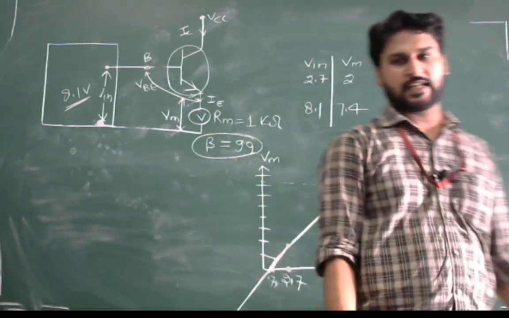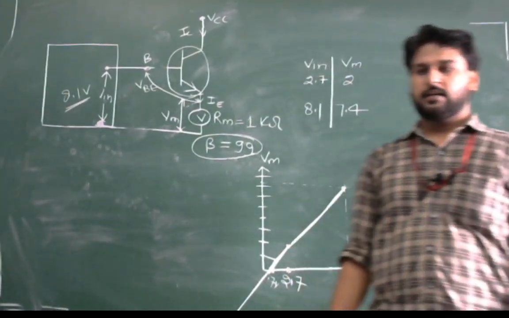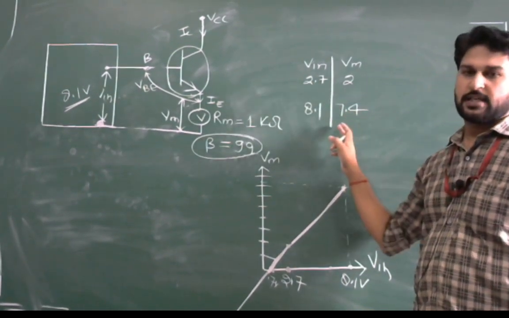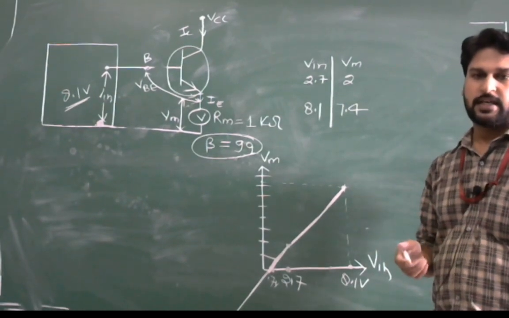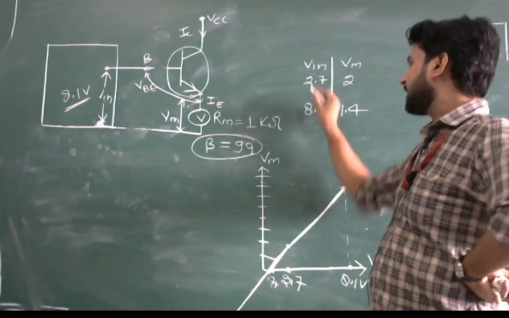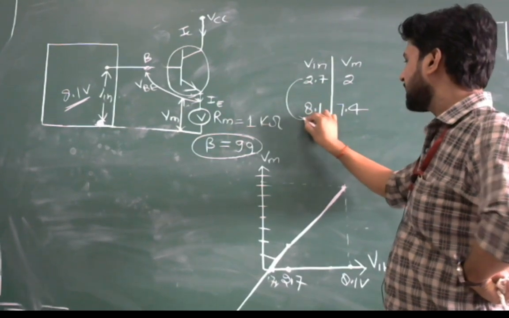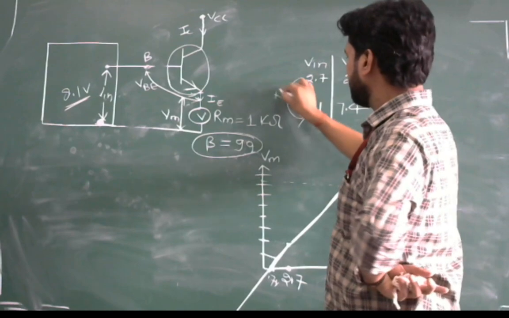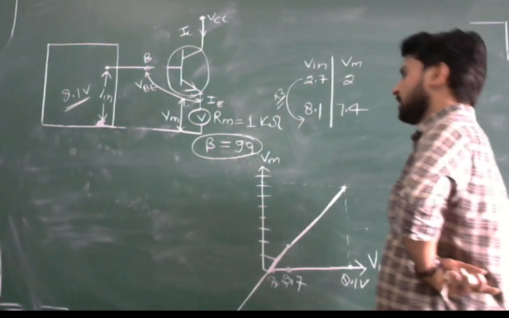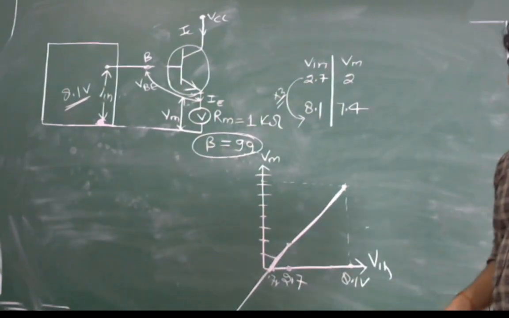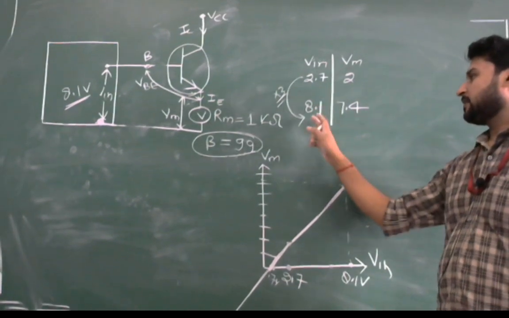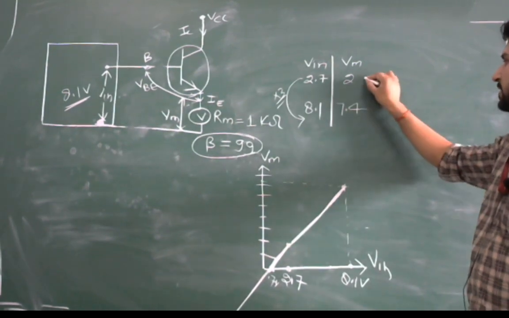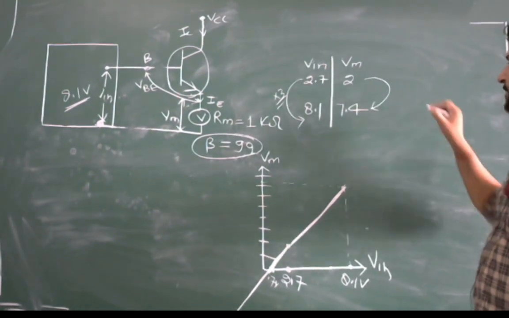If it is a linear relation, then both input and output should change in the same proportion. Means if the input becomes 3 times its previous value, 2.7 into 3 is equal to 8.1. Means when the input is increasing to 3 times its previous value, the output is not increasing in the same proportion.